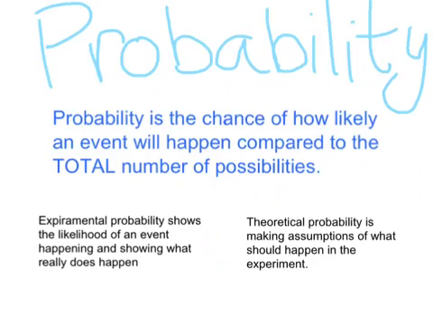First, we are going to explain what probability is. Probability is the chance of how likely an event will happen compared to the total number of possibilities. An event is the set of outcomes. There are two types of probability, experimental and theoretical probability. Experimental shows the likelihood of an event happening and showing what really does happen. Theoretical is making assumptions of what should happen in the experiment.